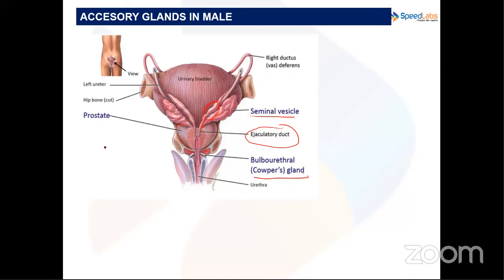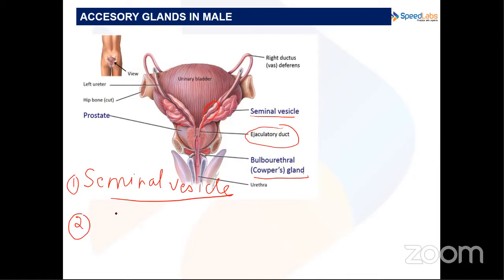Now coming to the glands. What are the different glands? You have the seminal vesicle. They are in a pair. They are very important. 60 to 70% of the secretion, or the semen, is made by the seminal vesicle. Then you have the prostate. That is only one. That is also a very important gland. And the bulbourethral or Cowper's gland.